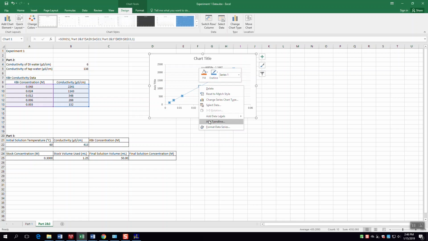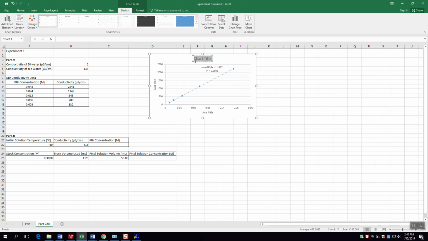And on our other axis, we have our concentration in molarity. So now we have a calibration curve made in its entirety. We have labeled axes with units, we have a title on our graph, we have a line of best fit along with its equation and the R squared value. If you don't have all of these different parts, you have not finished making your graph.